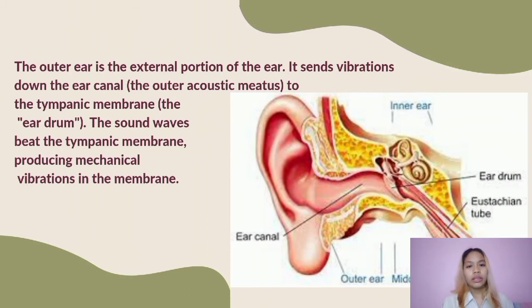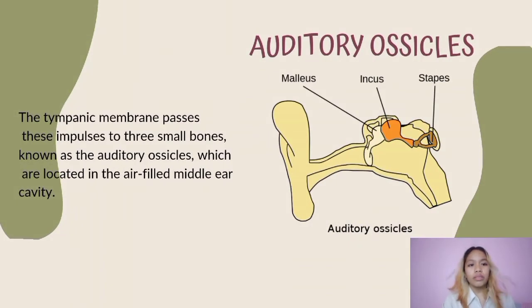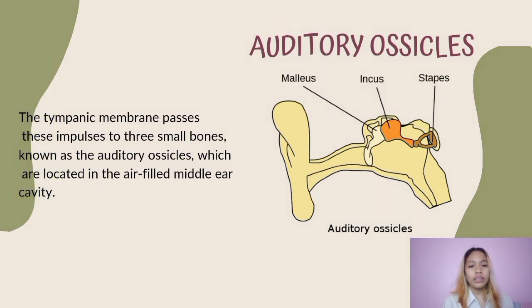The outer ear is the external portion of the ear. It sends vibrations down the ear canal, the acoustic meatus, to the tympanic membrane, the eardrum. The sound waves beat the tympanic membrane, producing mechanical vibrations in the membrane. The tympanic membrane passes these impulses to 3 small bones known as the auditory ossicles, which are located in the air-filled middle ear cavity. These bones, the malleus, the incus, and the stapes, bear the vibration and knock into the opening of the inner ear.